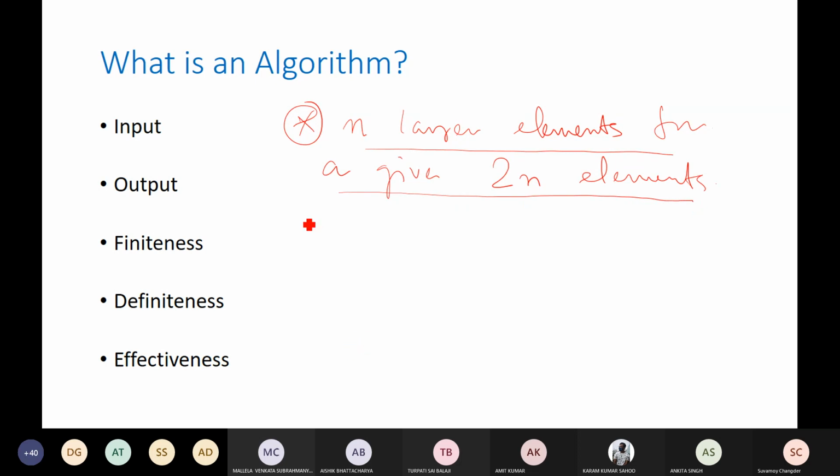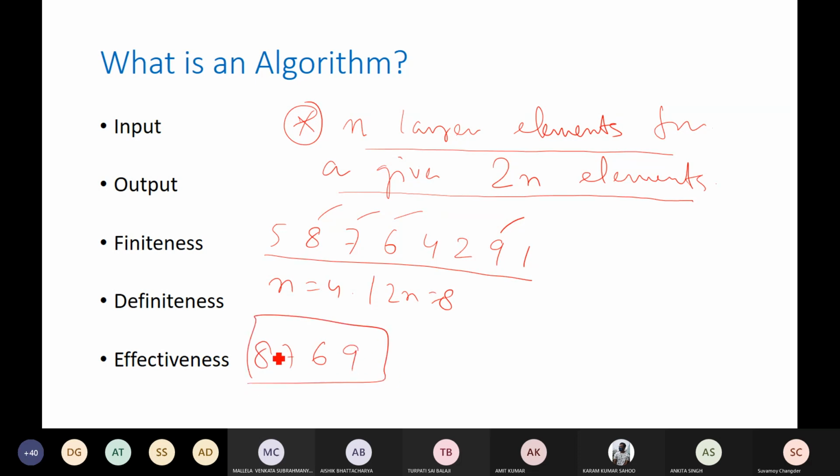Just for example, let us consider 5, 8, 7, 6, 4, 2, 9, and 1. So n here equals 4, therefore 2n, we are having 8 elements. We have to find out the n larger elements from the list. The larger ones here are 9, then 8, then 7, then 6. So our output is 8, 7, 6 and 9. This is our output.